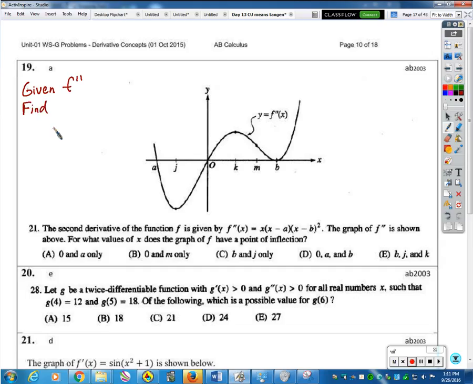And we're supposed to find something on F. So we're looking for an inflection point in F. We need the definition of an inflection point on F. So we write down: F has an inflection point when F changes. What word goes here? Concavity.